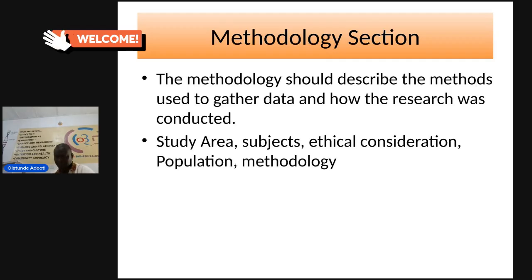Then population, the population of the work, then details of methodology, that is procedure. For example, if we are going to talk about gram staining, isolation, identification, which procedure are you going to follow? How many ml of distilled water are you going to add? How many grams of iodine are you going to add? So all these will come under methodology and procedure.